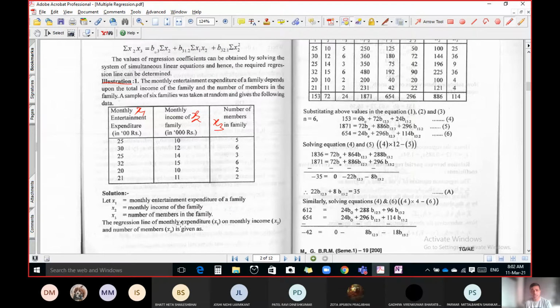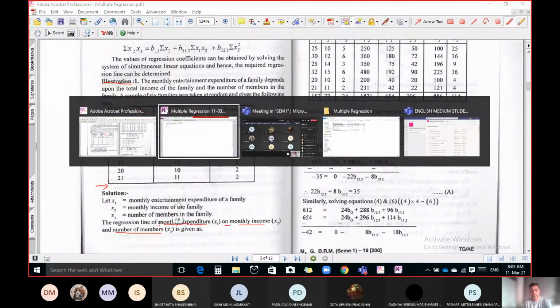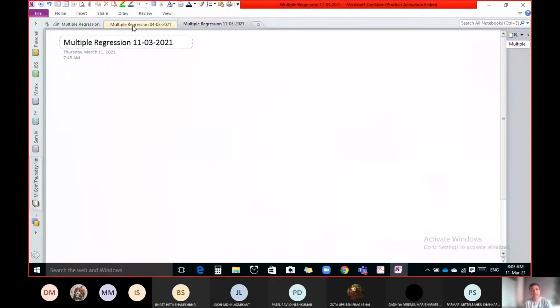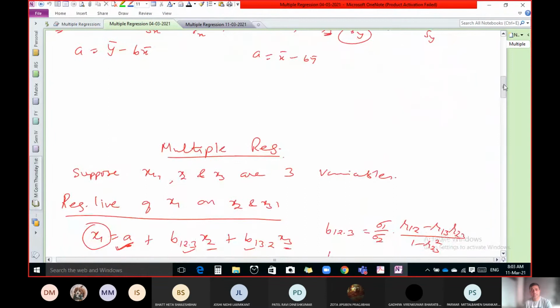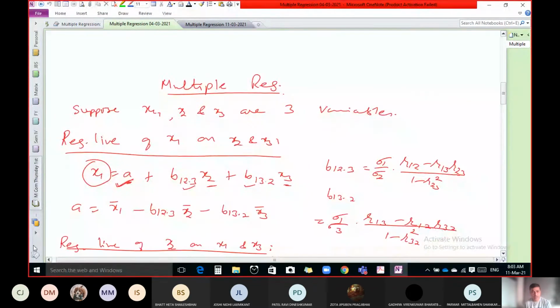Now the question should be like this: find the regression line of monthly expenditure on monthly income and the number of members of the family. Means here we have to find the regression line of x1 on x2 and x3, which we already discussed in our last lecture, how to obtain a regression line. See, this is the regression line of x1 on x2 and x3. It is a plus b12.3 x2 plus b13.2 x3.